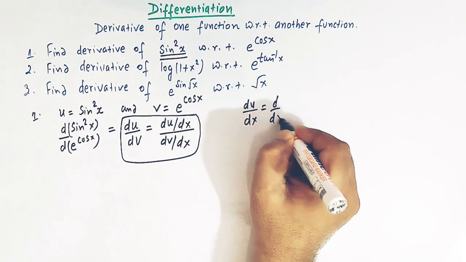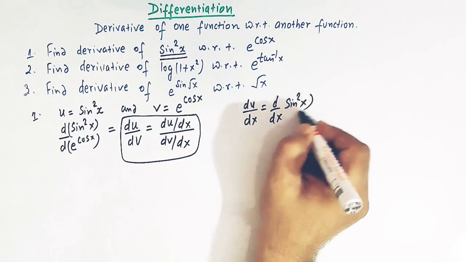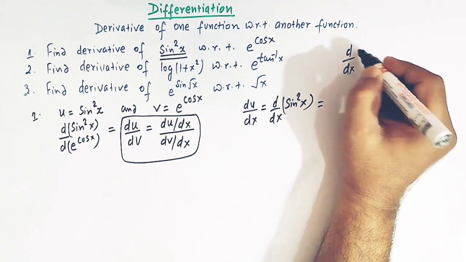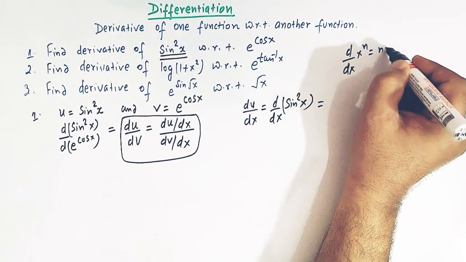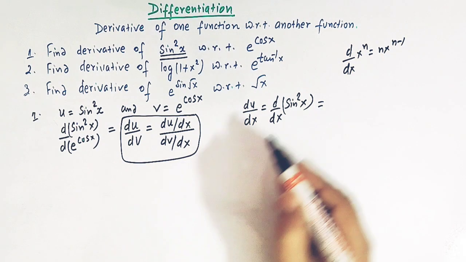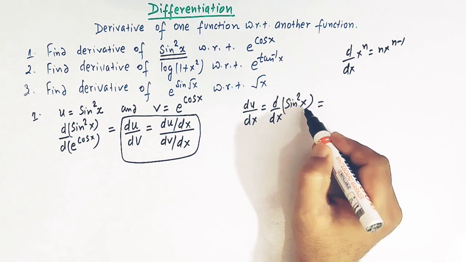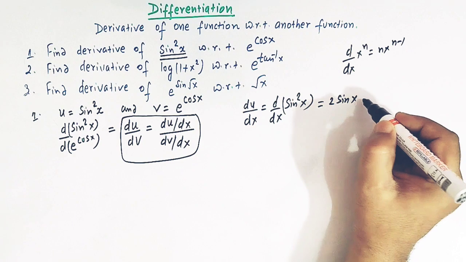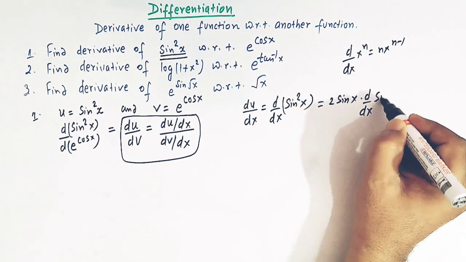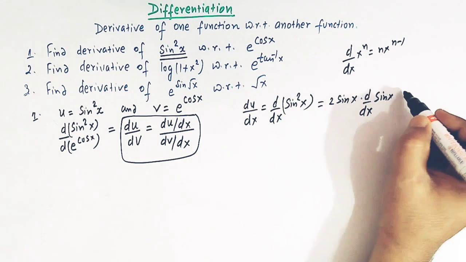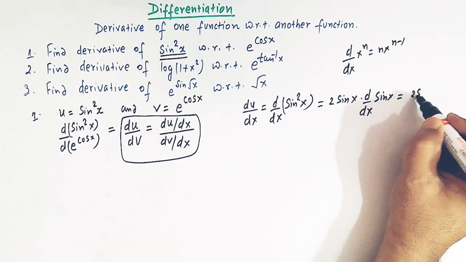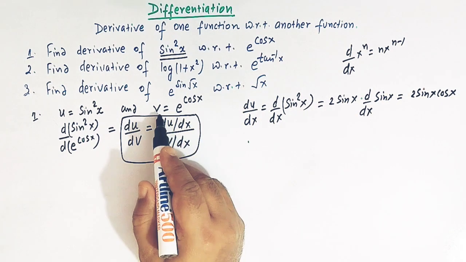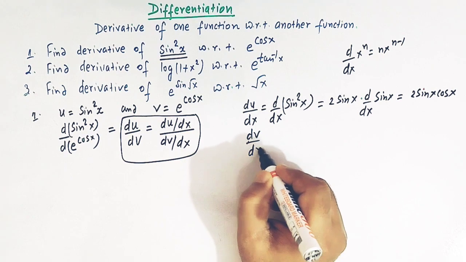This is d by dx of sine square x. First we'll make use of the result that d by dx of x raised to n is n x raised to n minus 1. Here we have sine square x, so this is 2 sine x by using this result, and then the derivative of sine x due to the chain rule is cos x. So we have 2 sine x cos x, so du over dx is 2 sine x cos x. Let us now find dv over dx.